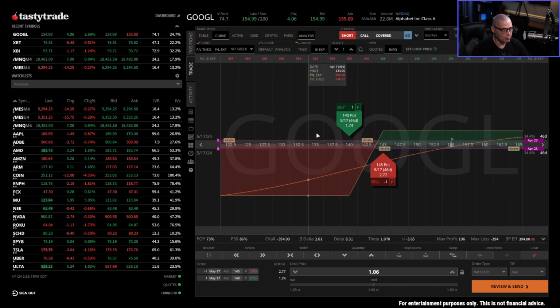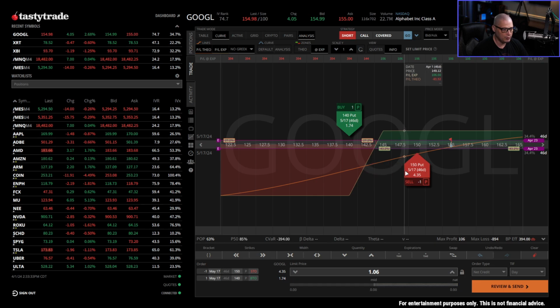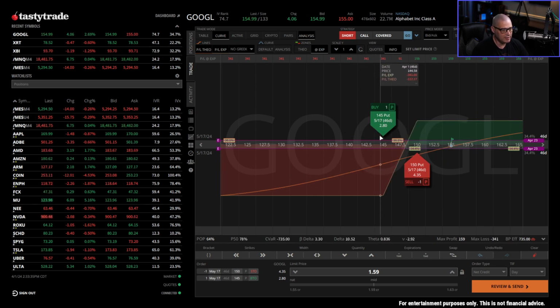For example, if I bring these strikes in $5, so now I'm selling the 145 put and buying the 140 put, my maximum profit is a respectable $106 and the maximum loss is $394. I don't mind that. I don't mind risking 4 to make 1. Ideally, you could bring it in a little further. I'd like to get that to where I'm risking about 3 to make 1. I can do that if I sell the 150 put and buy the 145 put. Now my max profit is 159, max loss 341.